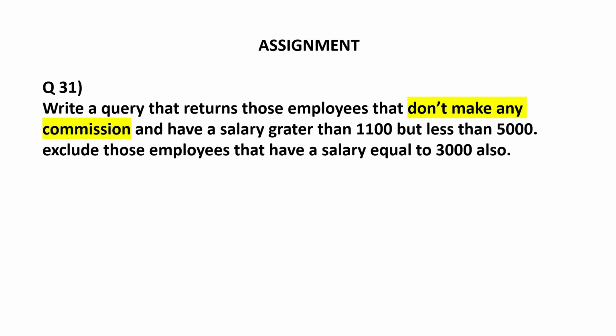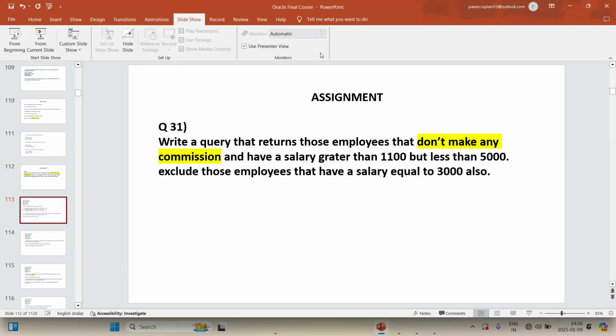Now what is the assignment question we have? Write a query that returns those employees that don't make any commission, and have a salary greater than 1100 but less than 5000, and exclude those employees who are exactly earning 3000 as a salary, right? You can consider this a very good assignment question which will give you a proper idea. So let me copy the code.